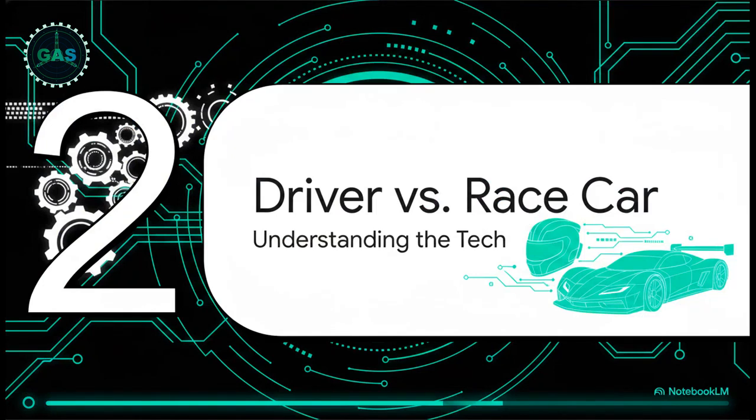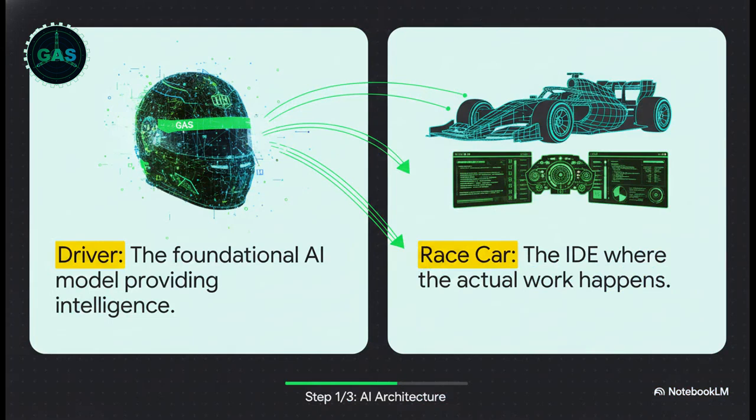Moving right along to Section 2, the driver versus the race car, and understanding the tech stack. There's a pretty common misconception out there in the AI space regarding models versus environments. Clearing this up is vital for building your confidence as an operator. The absolute easiest way to wrap your head around this is the driver versus the race car analogy. The foundational AI model, whether that happens to be Claude, Gemini, ChatGPT, you name it, is merely the driver. It brings the intelligence. But the integrated development environment, or IDE, well, that's your race car. The IDE is where the actual work hits the pavement.